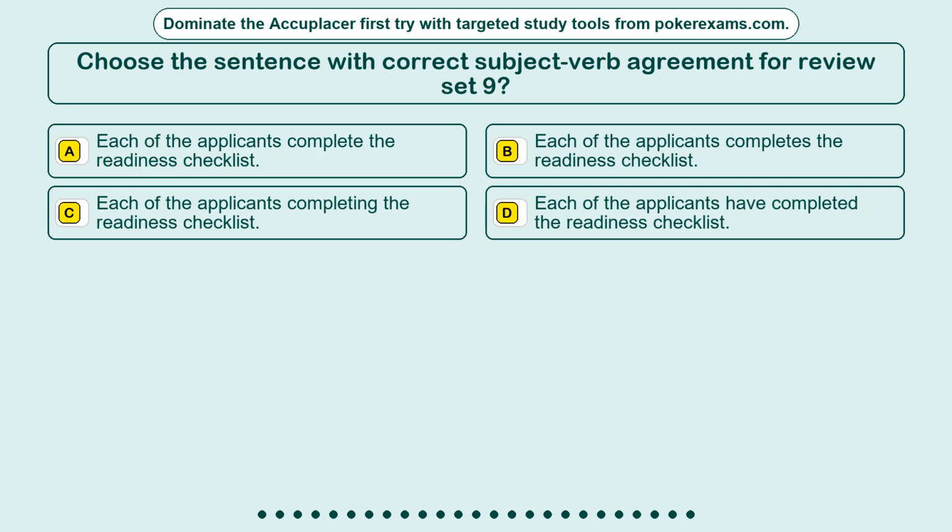Question 18. Choose the sentence with correct subject-verb agreement for review set 9. Option A. Each of the applicants complete the readiness checklist. Option B. Each of the applicants completes the readiness checklist. Option C. Each of the applicants completing the readiness checklist. Option D. Each of the applicants have completed the readiness checklist.